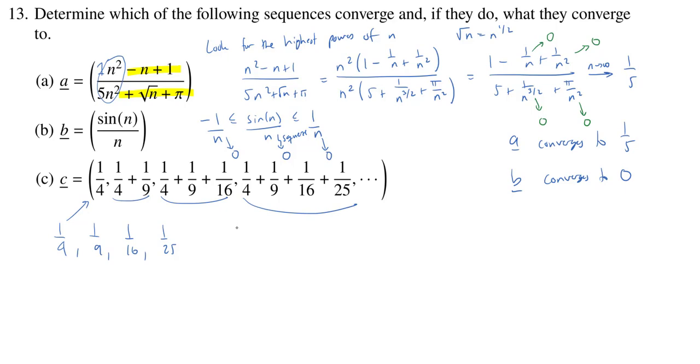So this C is a sum sequence, which means that its limit is a series. Well, what is it we're actually looking at? We're looking at the reciprocals of squares. 1/4 is 1/2 squared, and 1/9 is 1/3 squared, and 1/16 is 1/4 squared, and 1/25 is 1/5 squared.